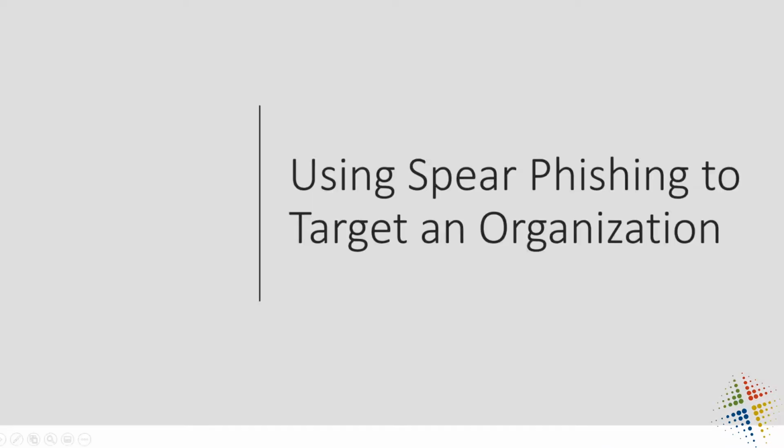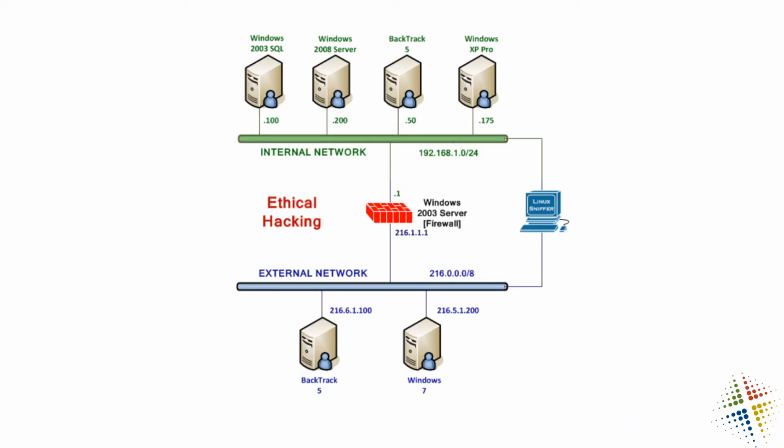All right. So, we're using spear phishing to target the organization. In this scenario, the reconnaissance phase has already taken place. We're just going to assume that the reconnaissance has already occurred. We already know about the organization. We already know that they're using Windows XP Pro. That's the target machine. We also know what browser they're using. And we know the person who's using it.